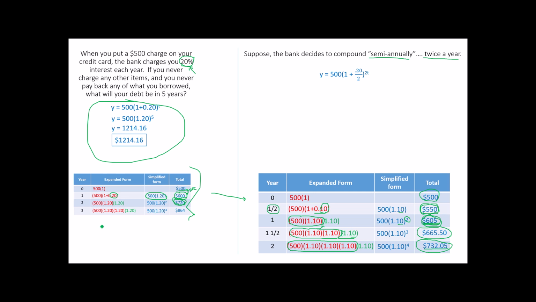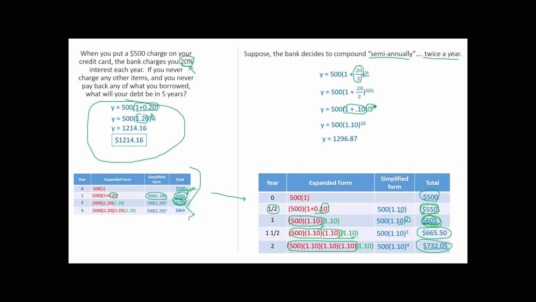Instead of having 500 times 100% plus 20%, and doing that 120% 5 times, instead of changing it 5 times, I'm going to do half the 20%, which is only 10%. But instead of doing it 5 times, I'm going to do it twice as often. In other words, when I go through this, I'm going to charge 10% interest every half year for 10 half years.